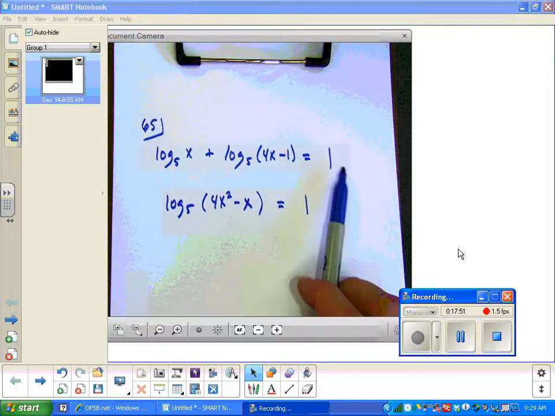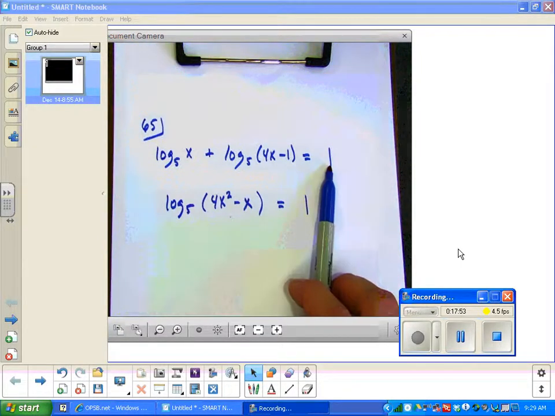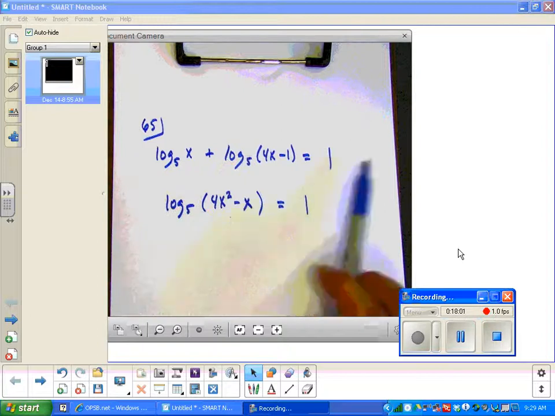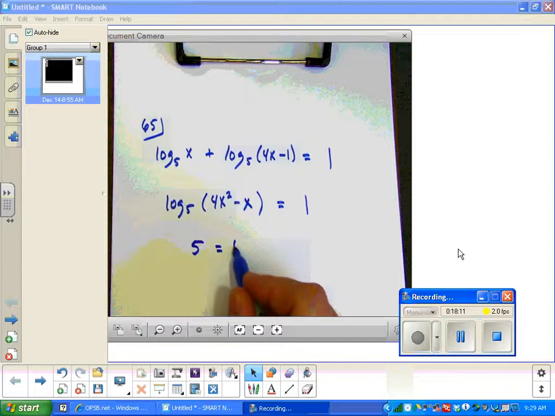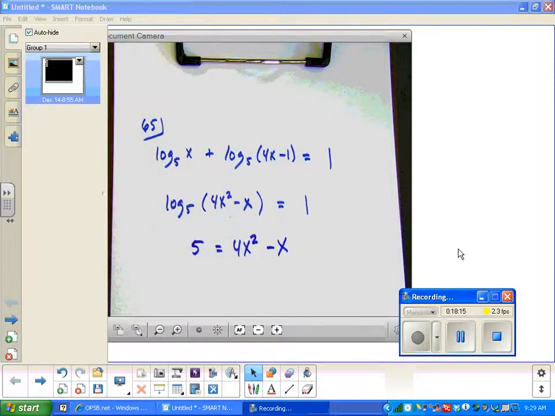Well, you couldn't do that because you'd have that 1 over there with it. Yes. Okay. You see what we're saying, Caleb? You're saying if you take this 1 over, you're going to have that 1 over there, and you couldn't do it then. Now, from here, we just go to exponential form. So now this would say what? 5 to the first power, which is 5, equals 4x squared minus x.